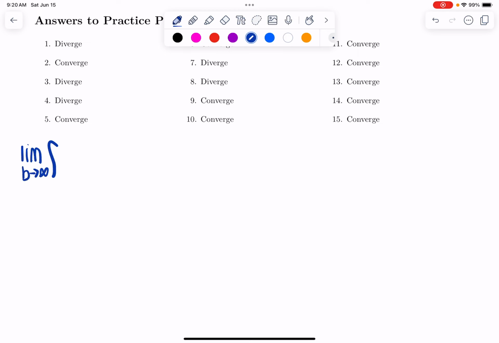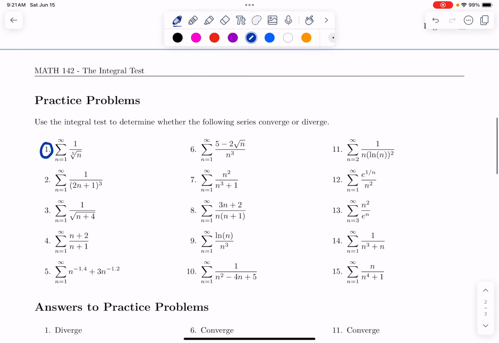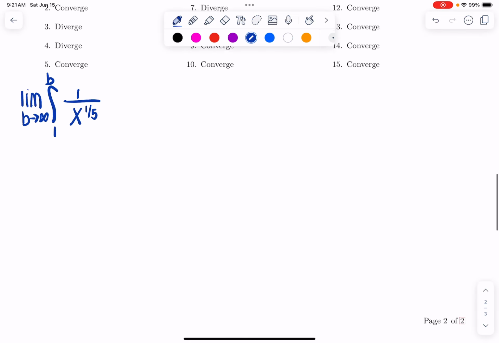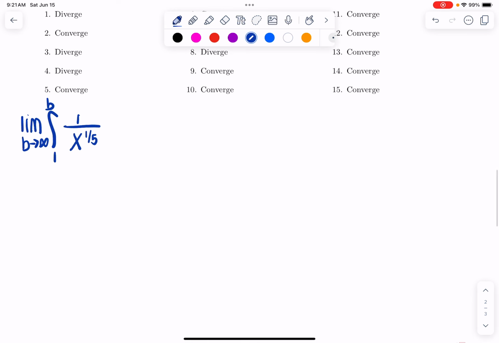Okay, I would say you can jump to this step from 1 to b, and then it would be 1 over, I would replace this with x to the 1/5 because it's the 5th root, like up there. So then from there, basically you're just finding the antiderivative of that.